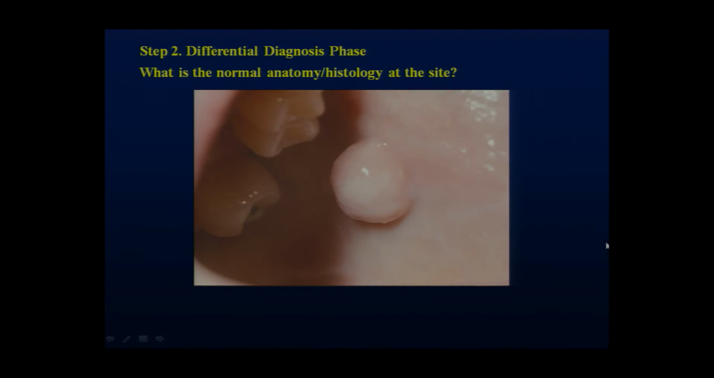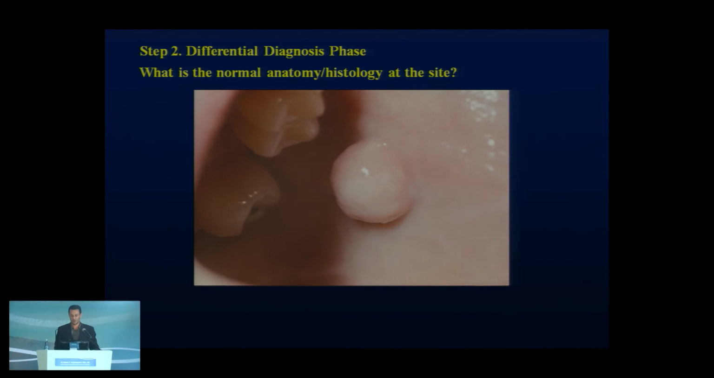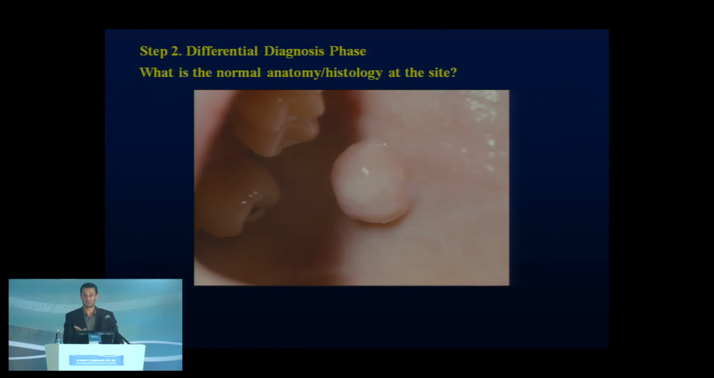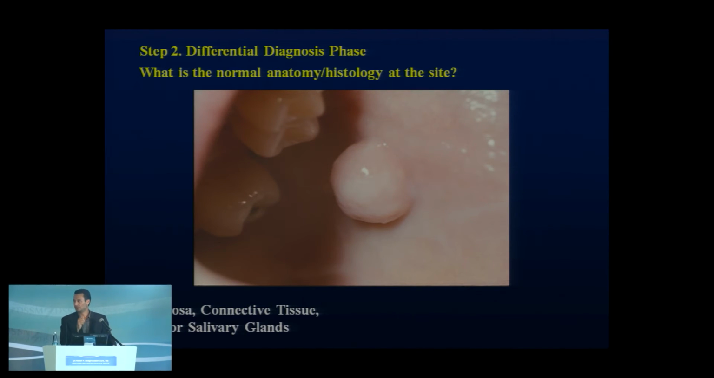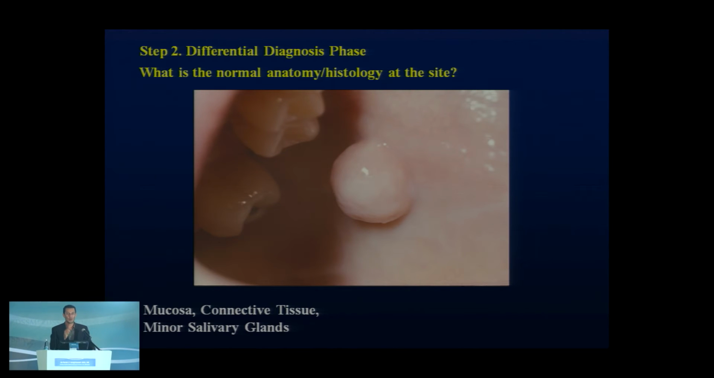How about this? What's the normal anatomy here? Mucosa, connective tissue, right? What's abnormal here? Is the mucosa abnormal? It's still smooth, it's just stretched a little. Where is the abnormality? Where is it anatomically? Below the mucosa, right? What's normally there anatomically in that location specifically? Fibrous connective tissue, right?